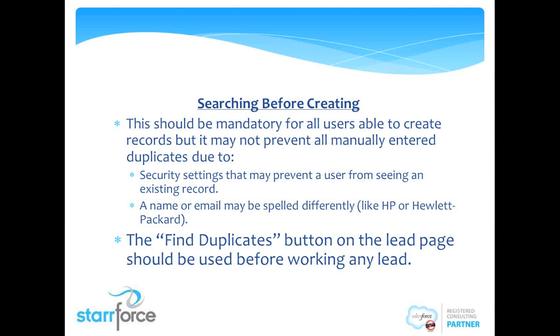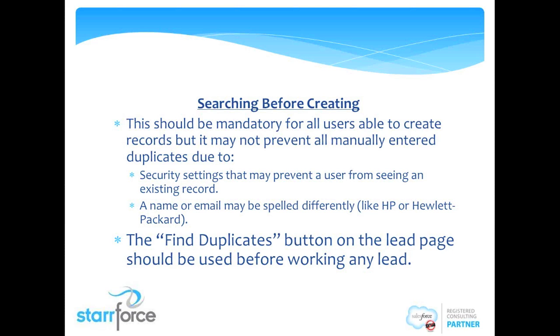So, searching before creating. Like I said, it should be mandatory, a golden rule for all users able to create records, but it may not prevent all manually entered duplicates, due to possible security settings. If the security settings are set in a private sharing model, the user may not even know the duplicate exists, or a name or email may be spelled differently. Phil at HP or Phil at Hewlett-Packard. Those would probably create two different records because they wouldn't show up that easily.